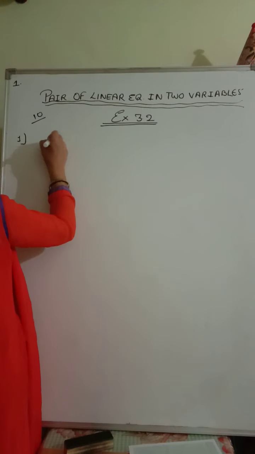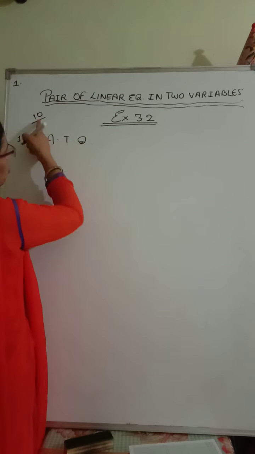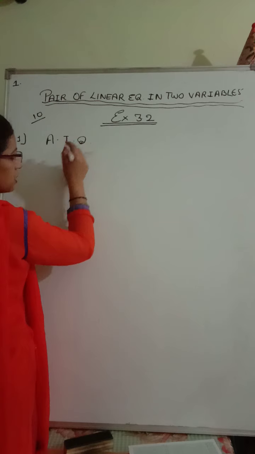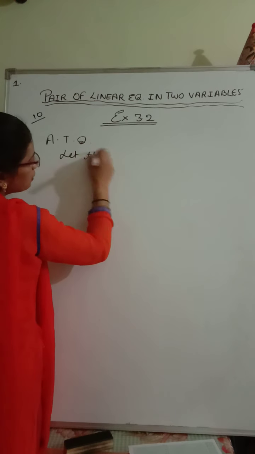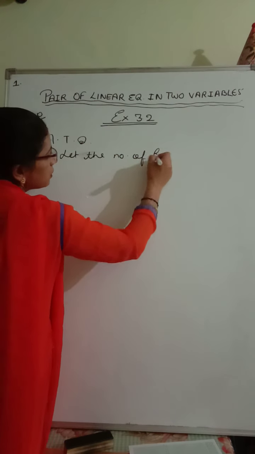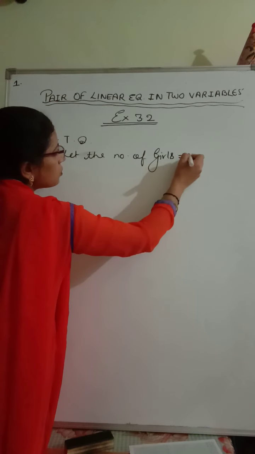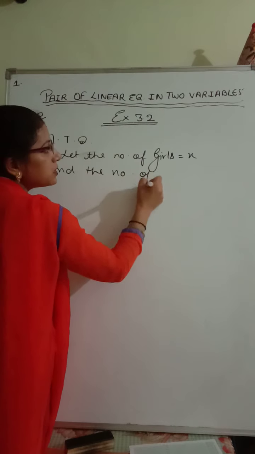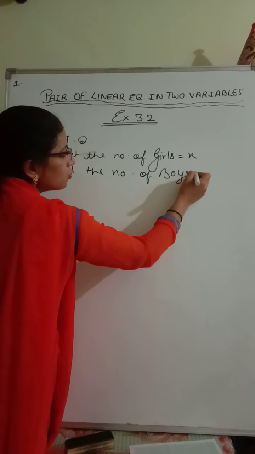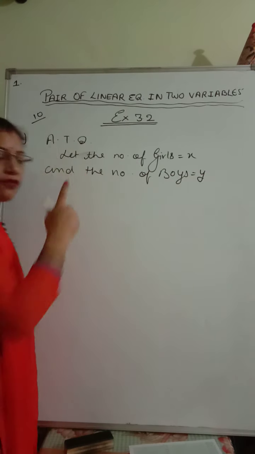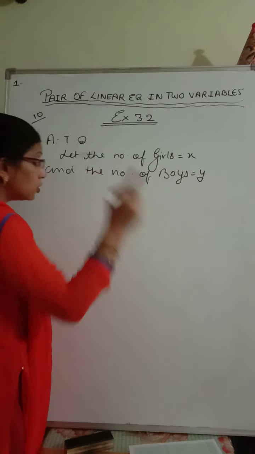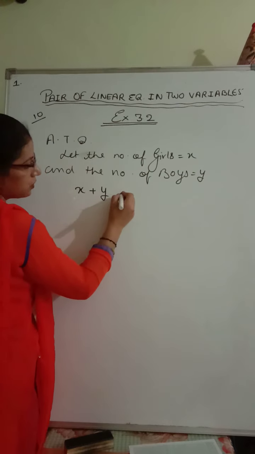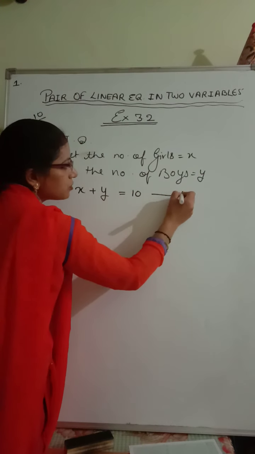So according to the question, first we will say let the number of girls be equal to x, and the number of boys be equal to y. Very first, they said there are a total of 10 students, so we have to assume that also. x plus y, girls plus boys, both are 10. This is our first equation.